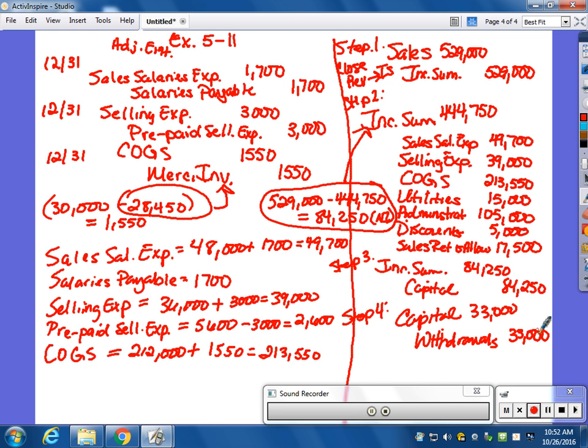The 4 steps of the closing process again are what? Step 1, close revenue to income summary. Step 2, close expenses to income summary. Step 3, close income summary to capital. Step 4, close withdrawals to capital. That's it. It sounds easier than it is. I had an issue with the very first one, when you say do the opposite to close revenue.